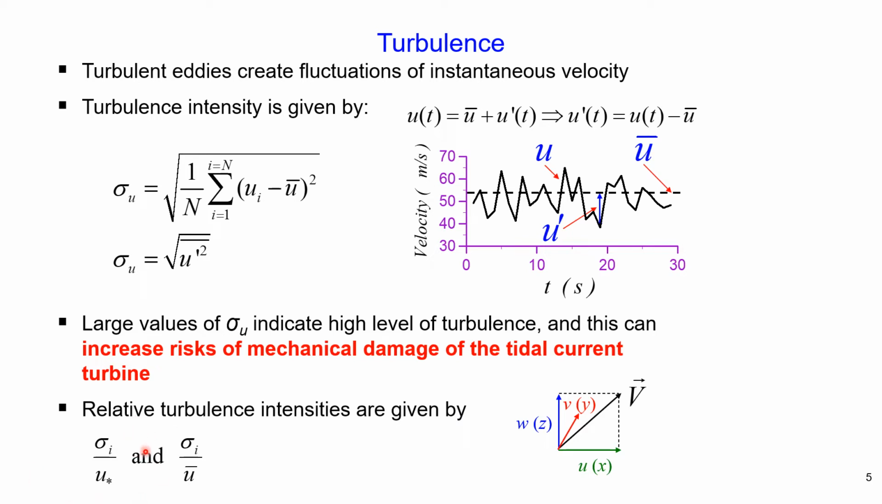Or turbulence intensity can also be normalized by the time-averaged or mean velocity. There is also a parameter that takes into account all three turbulence intensity quantities, and this is turbulent kinetic energy. This turbulent kinetic energy is calculated as 0.5 multiplied by the sum of the squares of each turbulence intensity component.